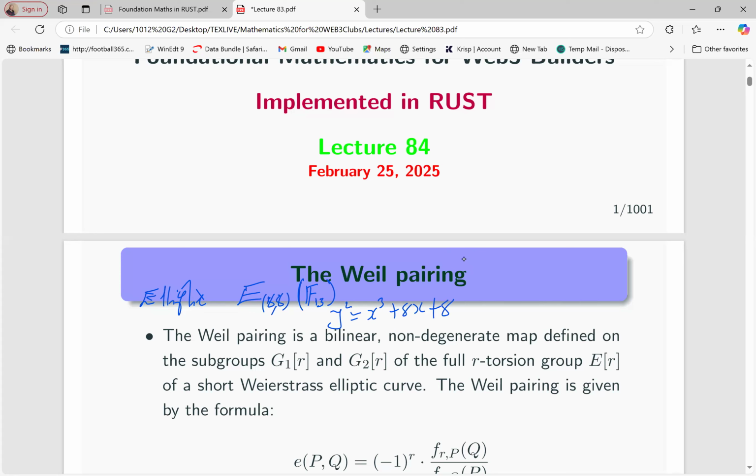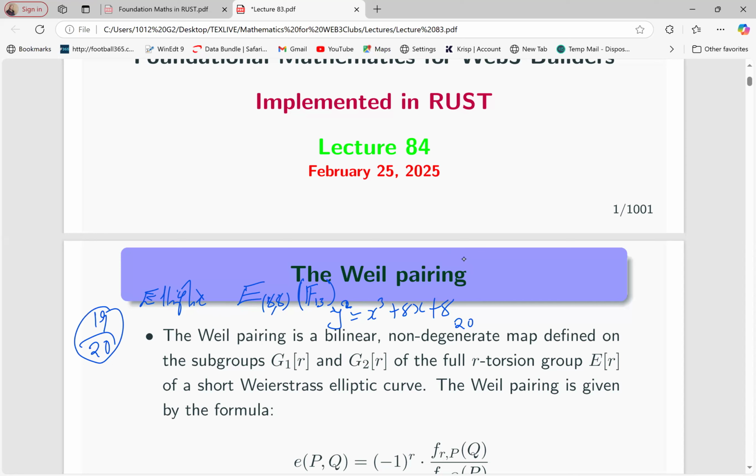Now, this elliptic curve has 20 points. The points which lie on it are just 19, plus the point at infinity. So those make 20. The point at infinity, as we've always said, becomes the identity of the group. So the group has 20 points.